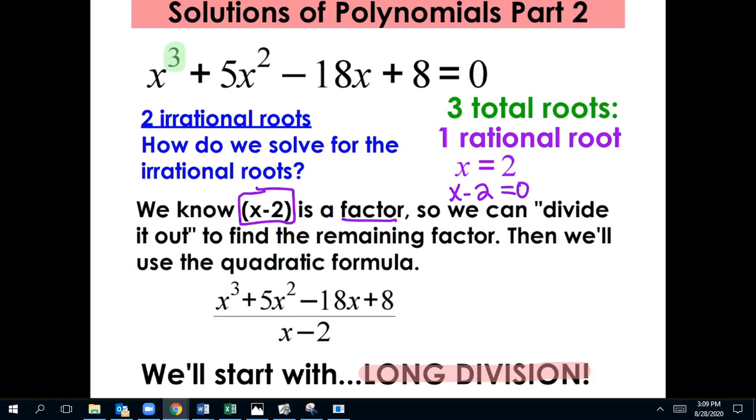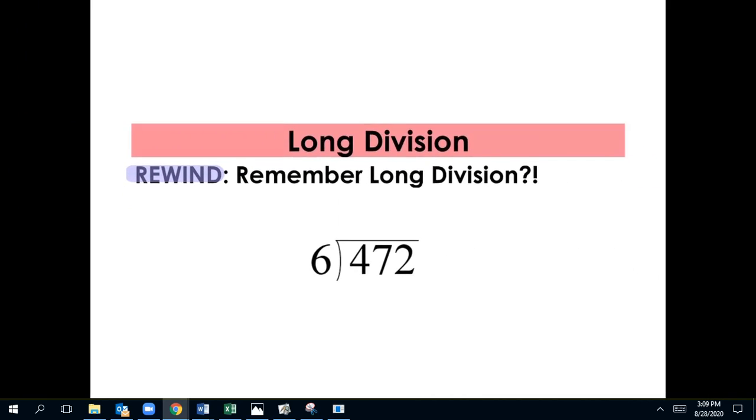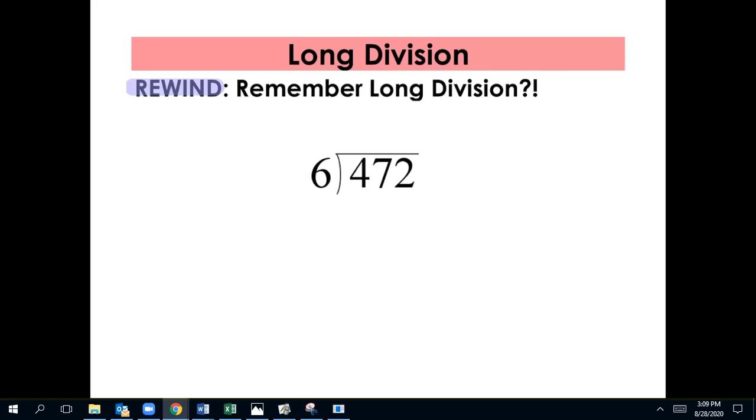If we divide x cubed by x, we'll be left with x squared, and we'll have a quadratic to use the quadratic formula. Right now, the only method we know is long division from elementary or middle school. So we want to use that, but before I'm comfortable using that with you, I would like to do a quick review of long division with some basic numbers and not with the polynomials.